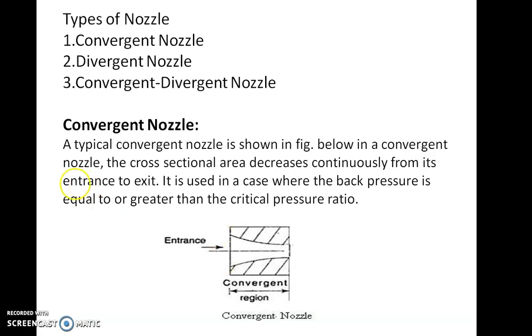So this is a convergent nozzle, and this is the throat. At the throat you are getting the critical pressure ratio. If your application is such that you want an exit pressure greater than the critical pressure, then you are going to use the convergent nozzle. In a typical convergent nozzle, as shown in the figure, the cross sectional area goes on decreasing. That's why it is named a convergent nozzle, and it is used where the back pressure is equal to or greater than the critical pressure ratio.